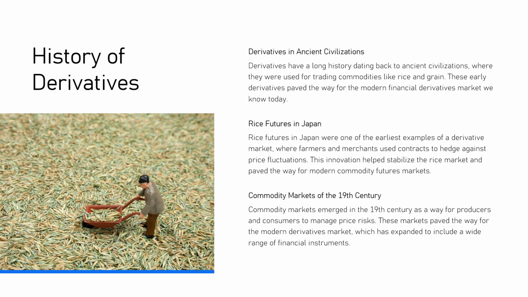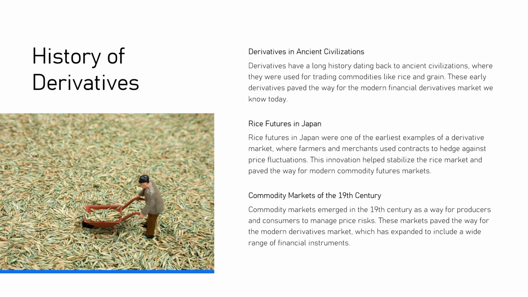History of derivatives. Derivatives in ancient civilizations. Derivatives have a long history dating back to ancient civilizations, where they were used for trading commodities like rice and grain. These early derivatives paved the way for the modern financial derivatives market we know today.